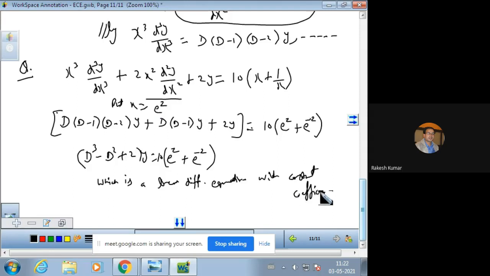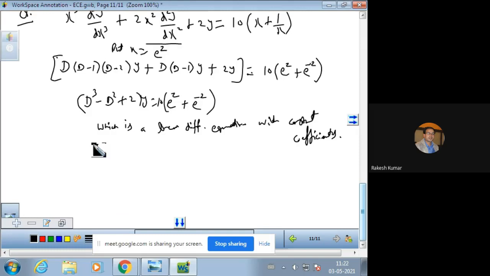And we have already found the solution of this type of equations, which are linear and having constant coefficients. For this, what we have to do, this is already in symbolic form. So you need to write down its auxiliary equation. The auxiliary equation is D cube minus D square plus 2 is equal to 0. Now you can find out the roots of this equation.